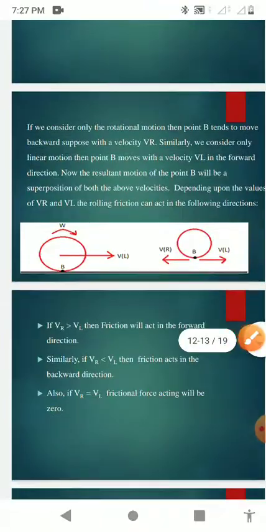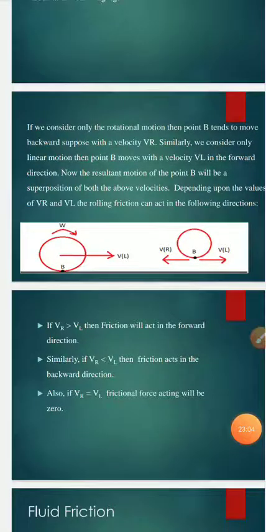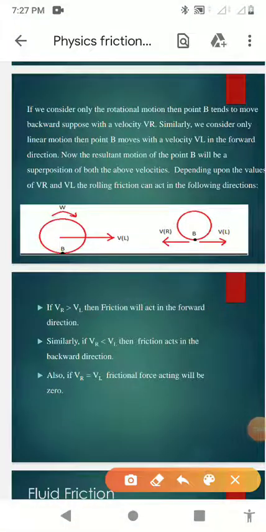Okay, now we will see the possible cases. In the first case, if the value of Vr is greater than VL, then the friction will act in the forward direction, isn't it? In the second case, if the value of Vr is less than VL, then the friction acts in the backward direction. And if the values of Vr and VL are the same, we can say that the frictional force will be zero. There will be no frictional force, a nil or zero frictional force.